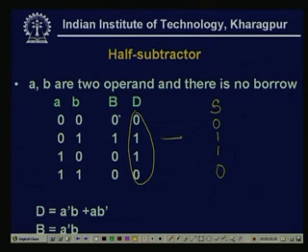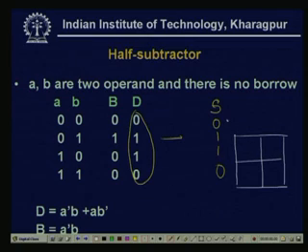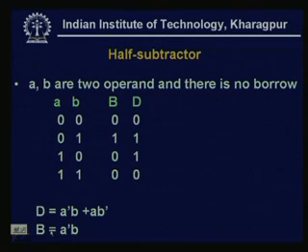Now, the borrow is 0 1 0 0. So, if we draw the Karnaugh map, with A B as 0 1 and 0 1, then only for the 0 1 case, that means A is 0 and B is 1, there is a 1 and all others are zeros. So, this min term is A dash B. See here that my borrow is A dash B.